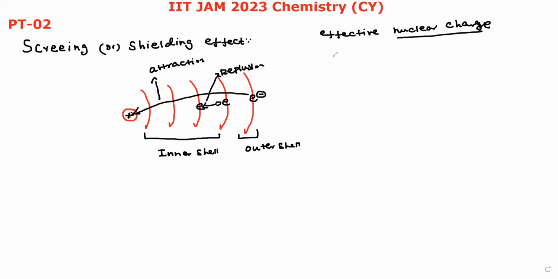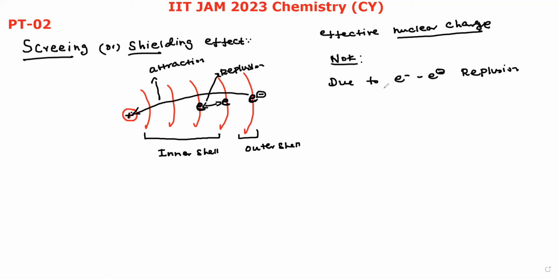Now, note, very important. Due to electron repulsion, the actual attraction between the nucleus and the outermost electron can decrease, right? Why? Because these two inner electrons undergo repulsion with the outer electron. Due to this repulsion, the outermost electron is not attracted freely by the nucleus. Yes or no? This is called the screening or shielding effect. You got the point? Please note.